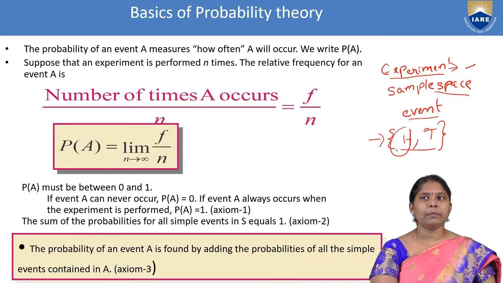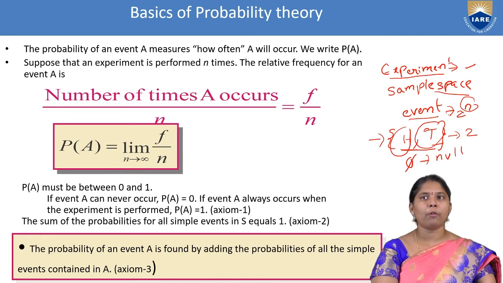So what is an event? Head is an event, tail is an event, and nothing occurs, no outcome, that means null, is also an event. For any experiment, there are 2 power n events, where n is the number of possible outcomes. Here 2 outcomes are there for a coin experiment, so totally we have 2 power 2 events.